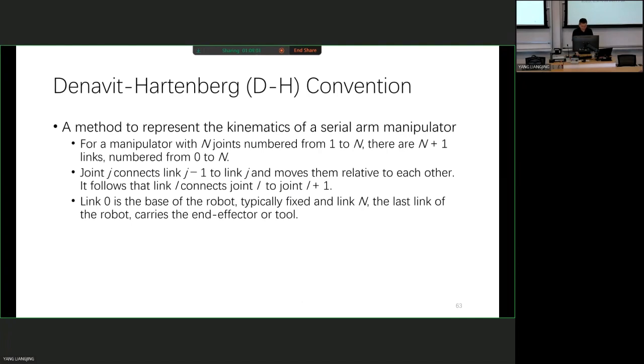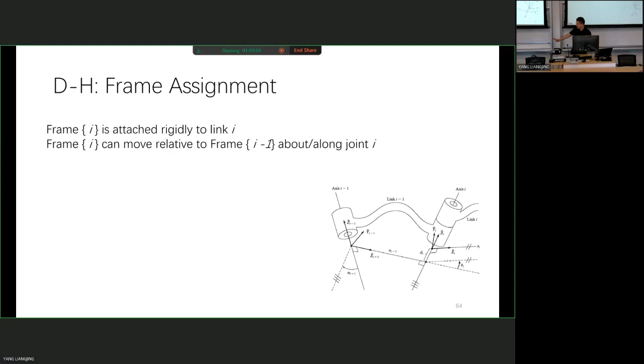There are also other ways known as product of exponentials, okay? But I'm just going to show you that, for the DH way, it is nothing but assigning the frame like what we did earlier on. When we assign the frame to a rigid body, we can describe a rigid body with respect to another rigid body. So now it becomes useful.